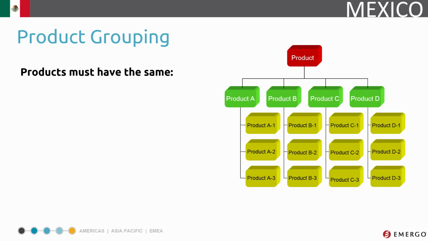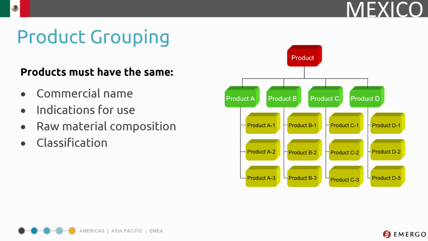Products can be grouped into the same product family as long as they have the same commercial name. Grouping also depends on a variety of other factors, including indications for use, raw materials, risk class, and manufacturing process. The grouping criteria for medical devices are outlined in a guidance document released by COFEPRIS called Grouping Criteria for Health Registration and Renewal of Medical Equipment.